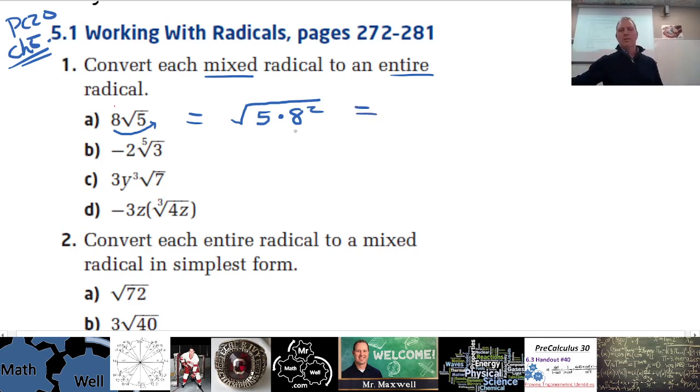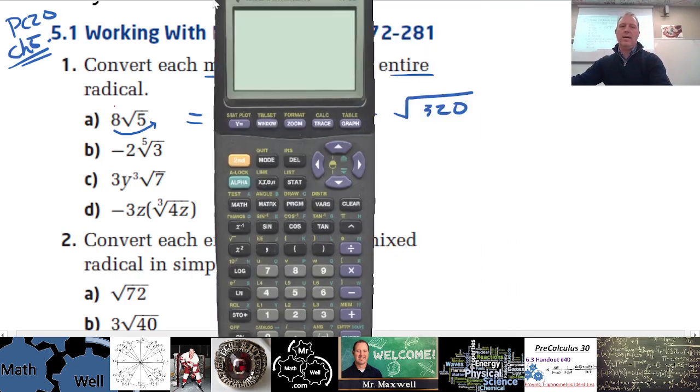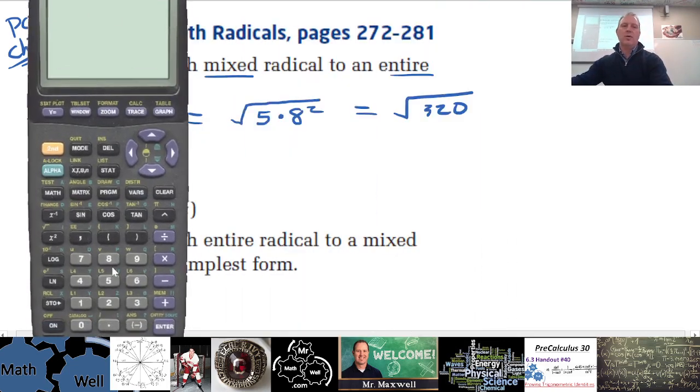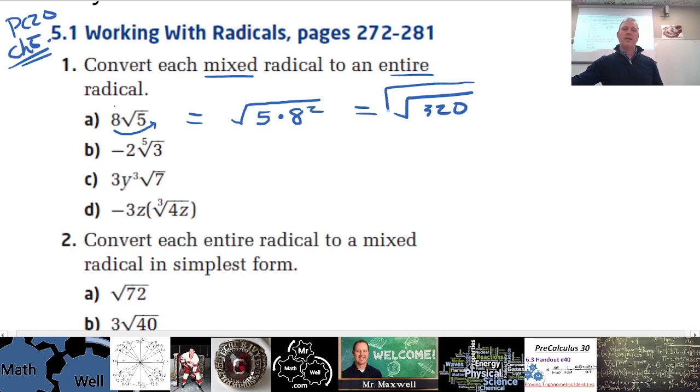So 8 squared is 64 times 5. 60 is 320, I think. 320. So you don't have to know that in your head. 5 times 8 squared, so that's 5 times 64, 320. So this is the entire radical counterpart. Those are the same values, but they're just expressed differently.